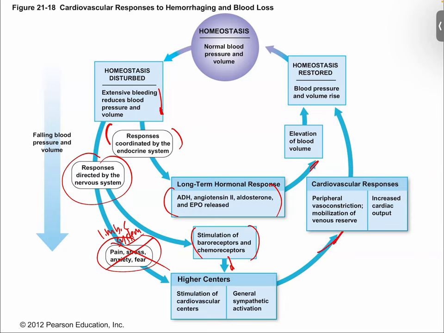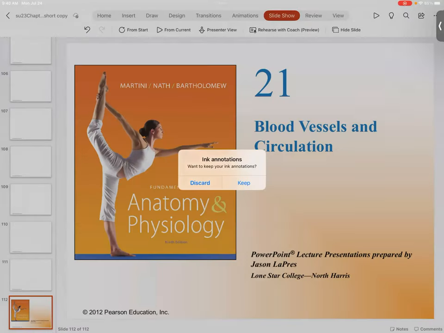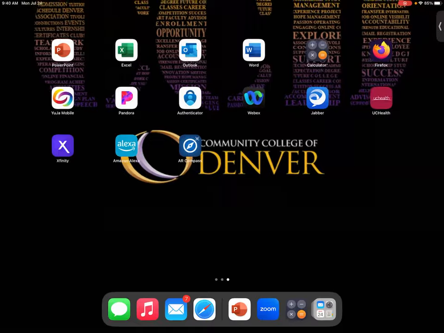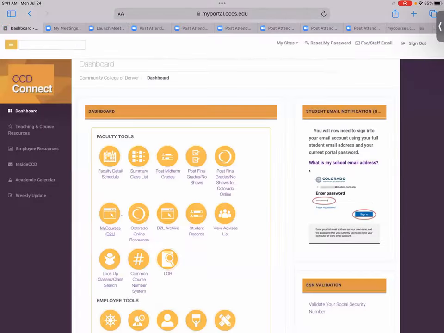So these will all basically increase our cardiac output and then increase the blood pressure. This is what the body needs to do, but the body needs to do this only if that hole is plugged, right? If you don't plug that hole, then it's not going to go well.